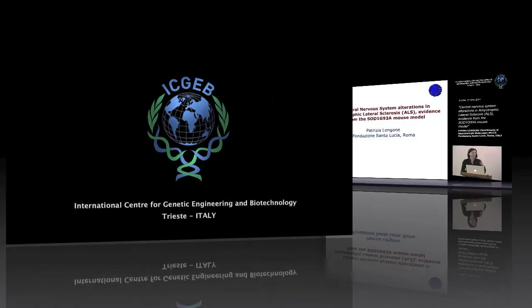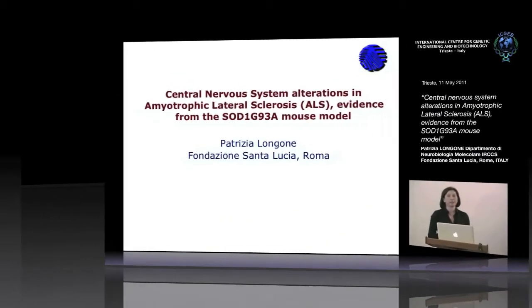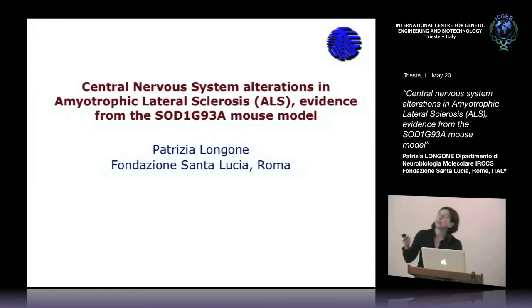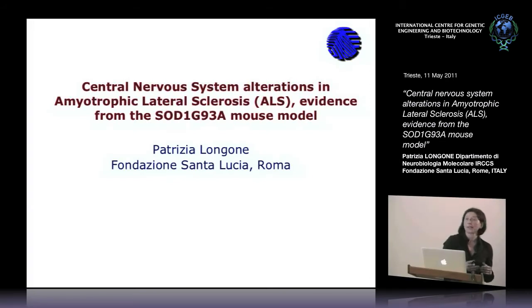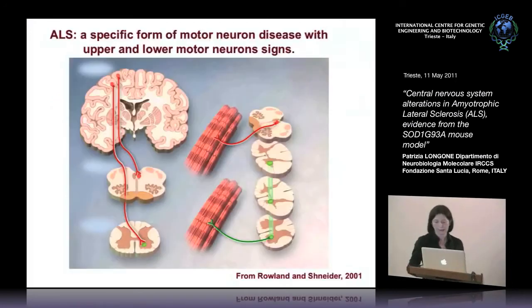Today I will present data that we have collected over the years on the role of the glutamatergic system in this mouse model of ALS, the SOD1G93A, amyotrophic lateral sclerosis.